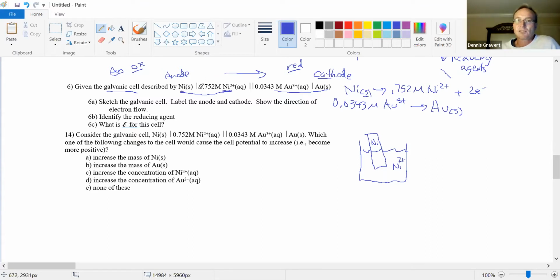This line is telling you there's a phase change from solid to aqueous. And then the double line is a salt bridge. That's usually a U-shaped tube. If you just draw it like that, I'll know what you mean, but you might write salt bridge. And then here's your second beaker. Make sure that the liquid goes over the bottom of the salt bridge so it actually completes a circuit. Stick in a different piece of metal, right? That's going to be the gold, Au. And there are some gold ions here.